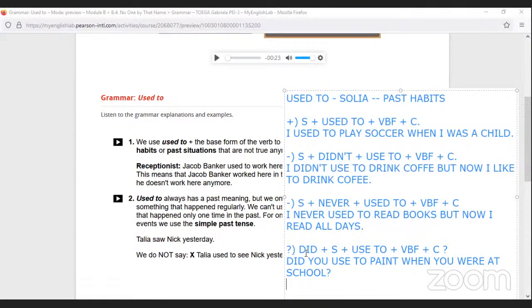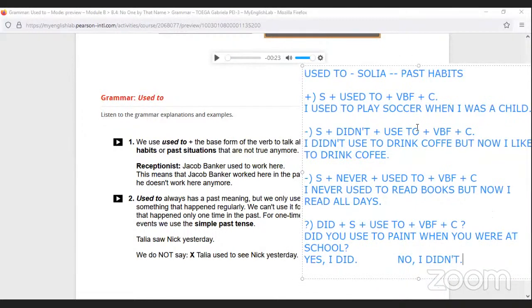Maybe how could you answer this question, Gabby? Yes, I used to. Okay, in this case, we use the first auxiliary, that is did, because we are starting with the first auxiliary, okay? Yes, for example, yes, I did. Or negative, no, I didn't. Okay, so we have these two cases.